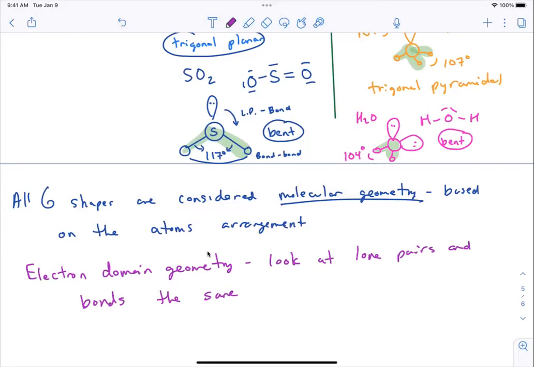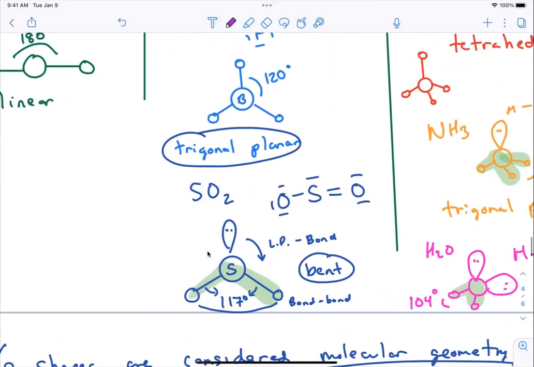Okay. So electron domain geometry does not differentiate between atoms and lone pairs. If I highlight the electron domain geometry, meaning I highlight all the pairs around the middle atom, are these two different? No, they're the same. Because we don't care whether the lone pairs are bonds, they're the same number. So electronic geometry is much more limited.